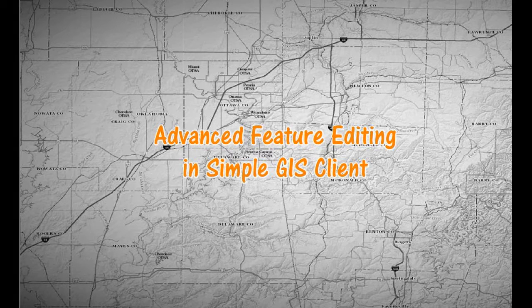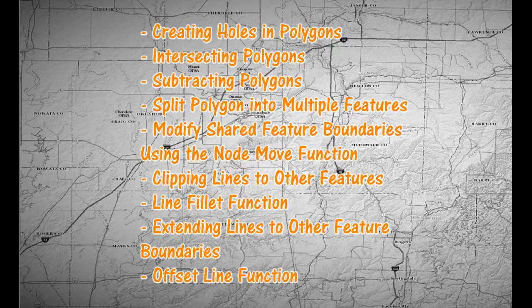Hi everyone, welcome to today's tutorial where we'll be demonstrating some of the advanced feature editing capabilities in Simple GIS Client. Specifically, in this tutorial, we'll be demonstrating creating holes in polygons, intersecting polygon features, subtracting polygons one from another, splitting a polygon into multiple features, modifying shared feature boundaries using the node move function, clipping lines to other features, using the line fillet function, extending lines to other feature boundaries, and also using the offset line function.